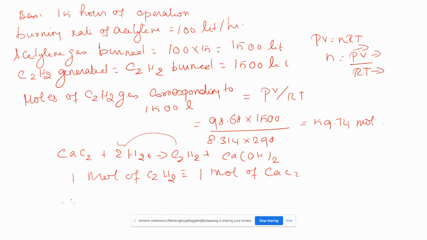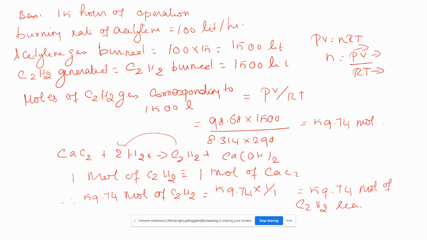Therefore, for the given 59.74 moles of C2H2, it is a 1 is to 1 relation, so 59.74 into 1 into 1. So you will get 59.74 moles of C2H2 reacted. Is it clear? So first, by using the volume, we have found the number of moles of C2H2, acetylene gas produced, for 1500 liters.